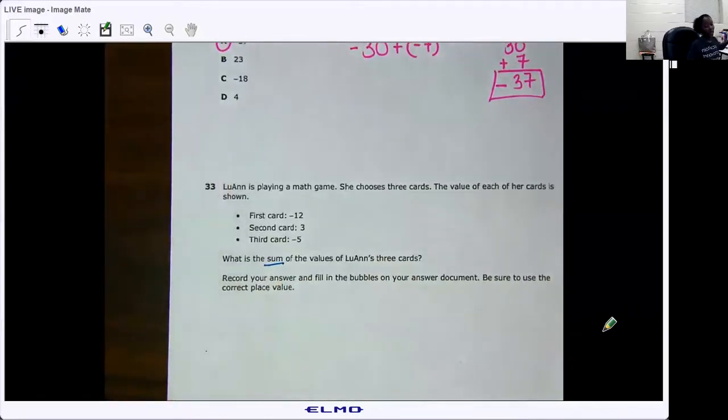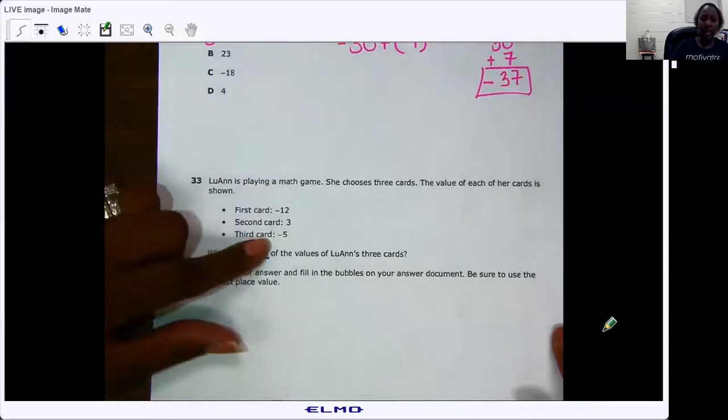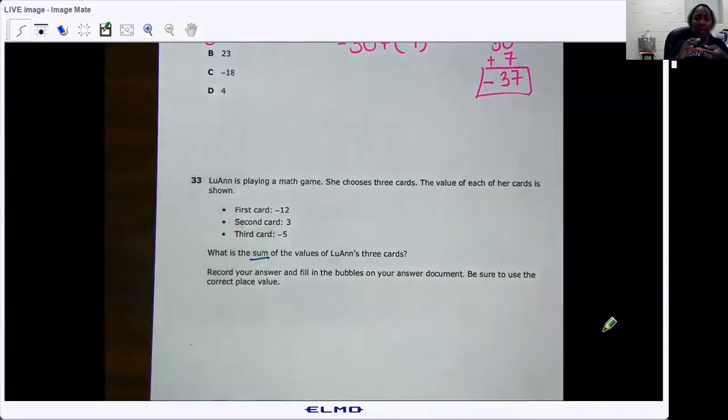Remember, guys, those answer documents are not going away, and we need to know how to fill them in correctly. All right, so first of all, I'm adding all these numbers up, but I have 2 of them that are negative. So let's go ahead and combine the 2 that are negative, because we know if they have the same sign, we can add them together.